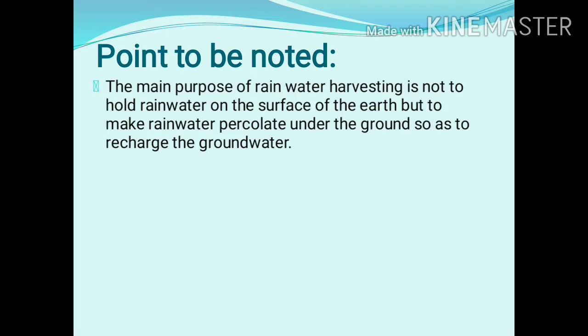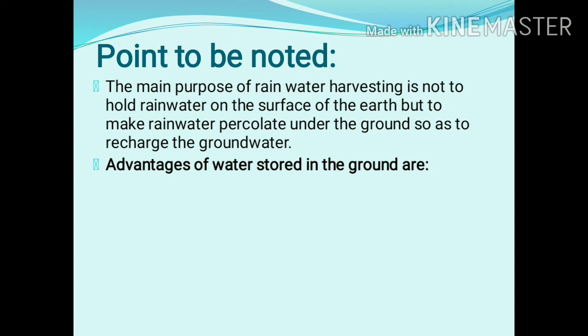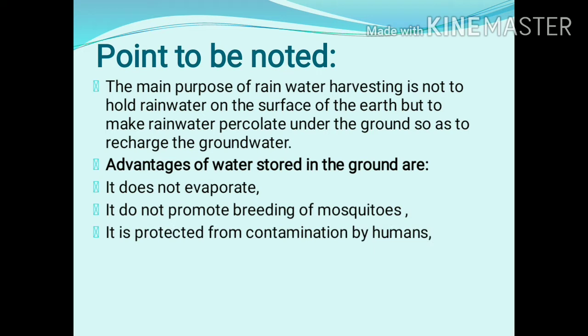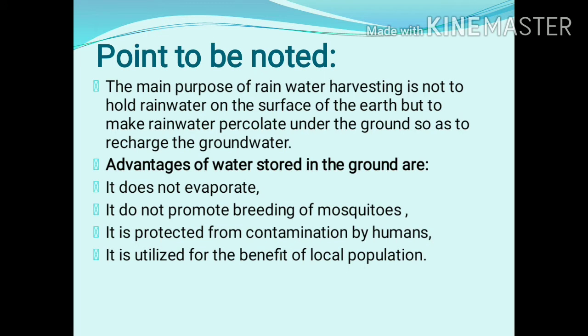Before going further, a very important point is to be noted. The main purpose of rainwater harvesting is not to hold rainwater on the surface of the earth, but to make rainwater percolate under the ground so as to recharge the groundwater. Advantages of water stored in the ground are: number 1, it does not evaporate. Number 2, it does not promote breeding of mosquitoes. Number 3, it is protected from contamination by humans. And number 4, it is utilized for the benefit of the local population.